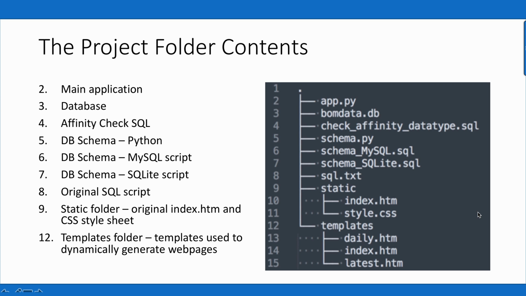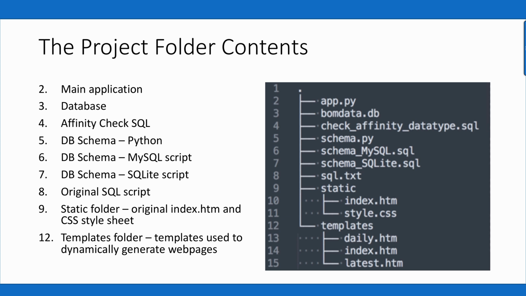The project folder contents: line 2, the main application, app.py. Line 3, the database, BOM.db. This is the SQLite database used in the application. On line 4, the affinity check SQL is a SQLite script used to check the data conversion of the MySQL data types. There are 3 database schema files.